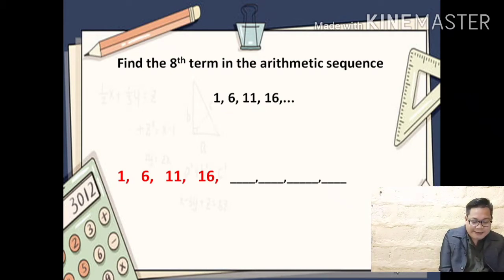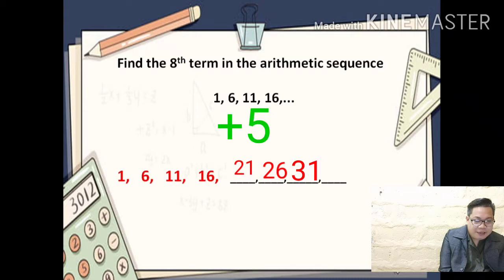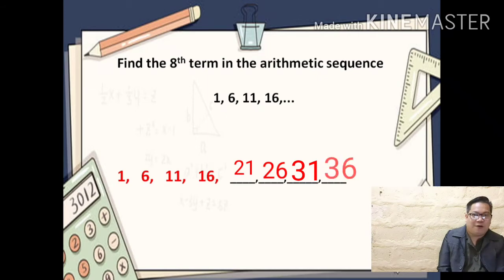So, 16 plus 5 equals 21. Then 21 plus 5 equals 26. Then 26 plus 5 equals 31. Then plus 5 equals 36. So the 8th term of this sequence is 36. Oh, mabilis lang, di ba?